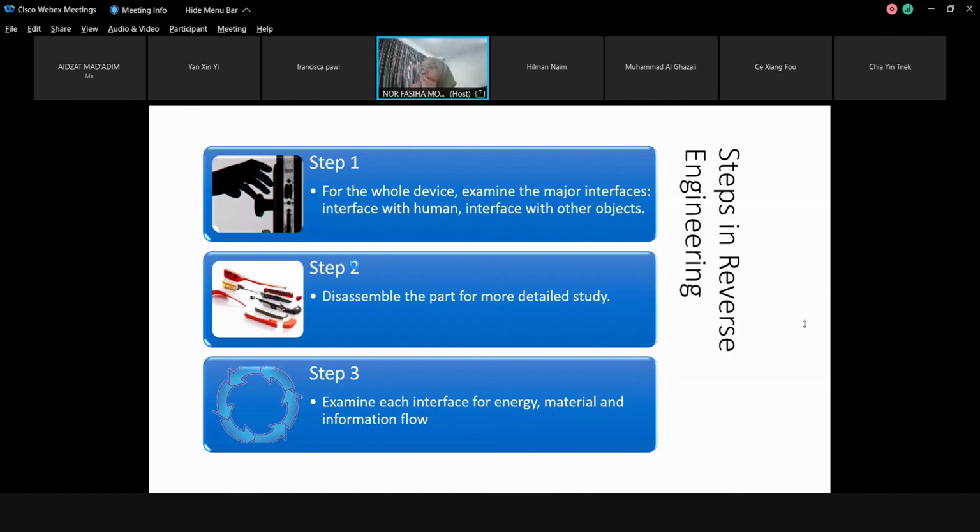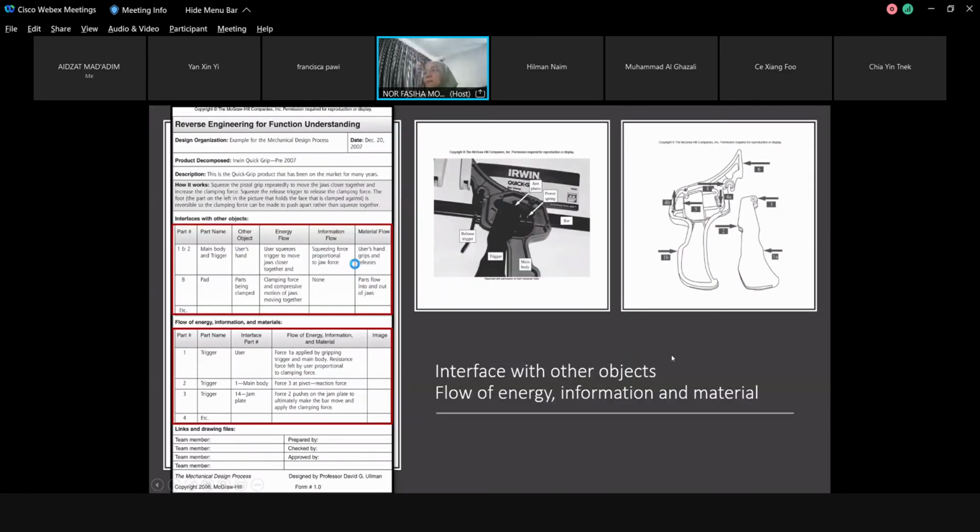Second, we disassemble the parts for more detailed study. And the third step is to examine each interface for energy, material, and information flow. Understand, eh? So, I show you an example.